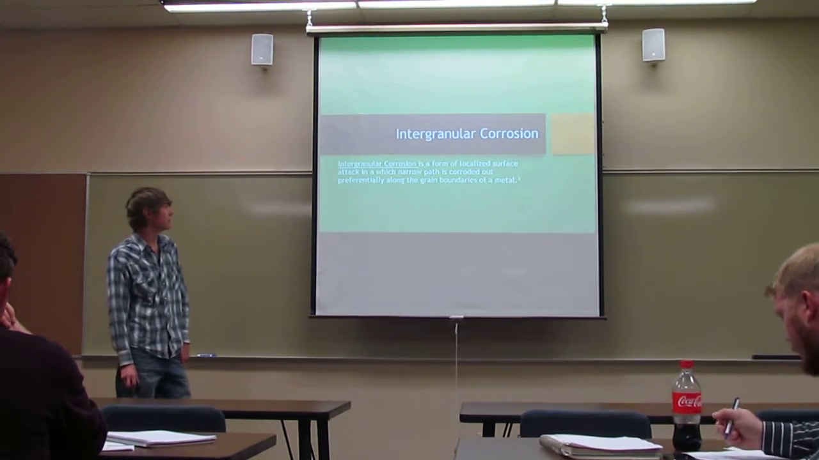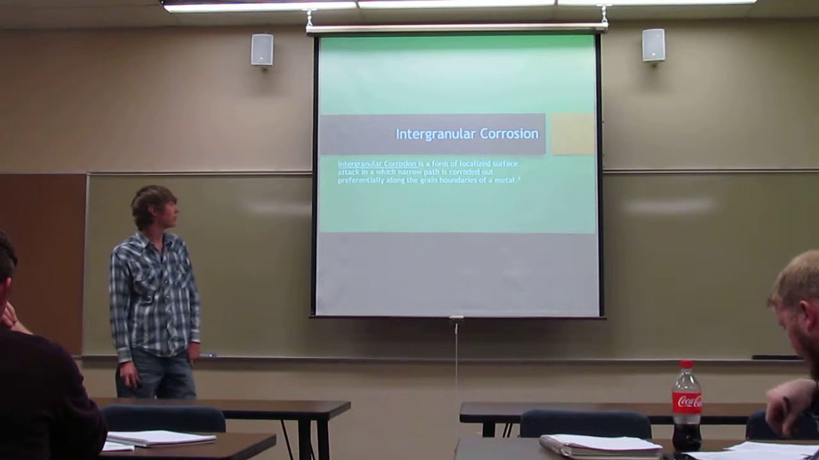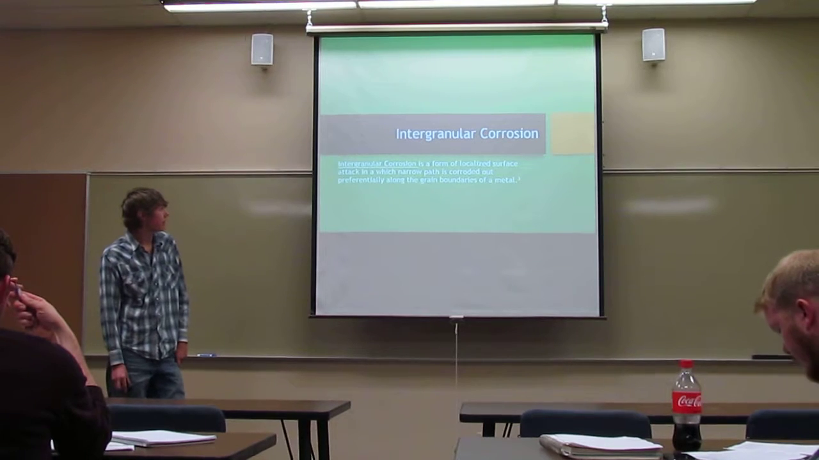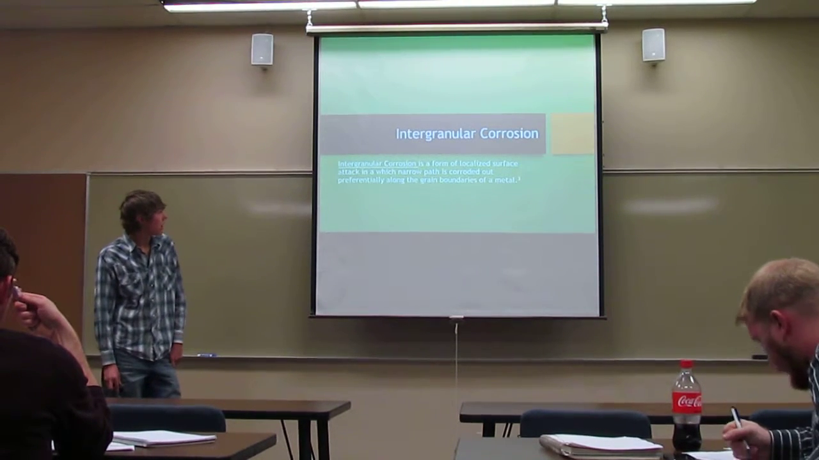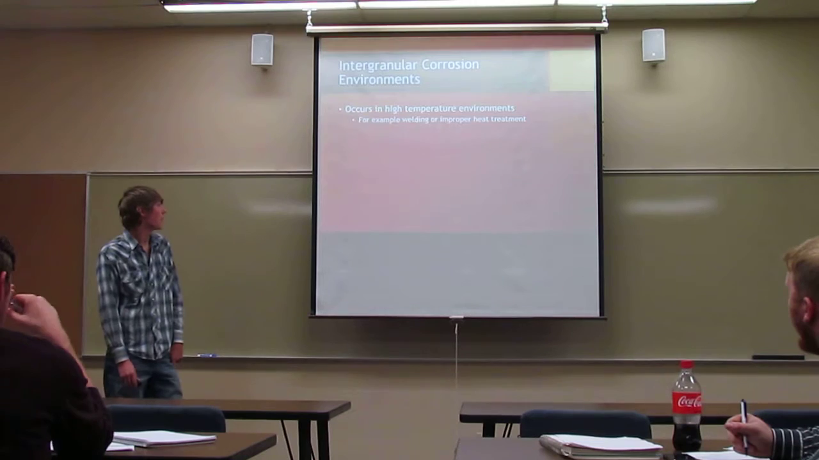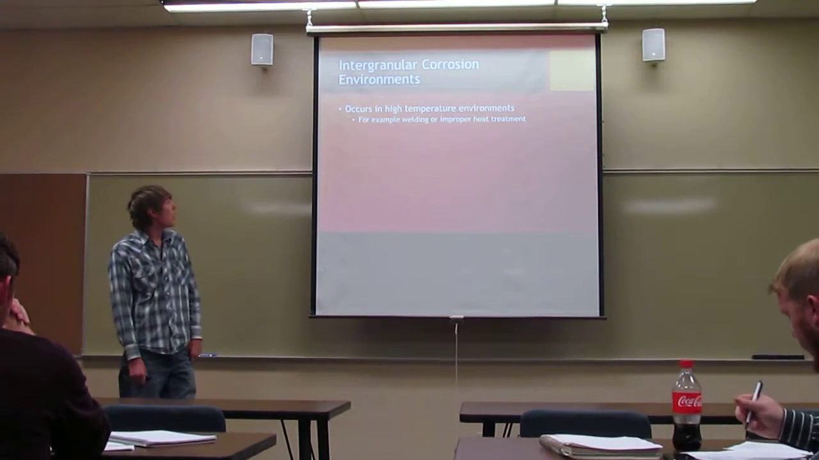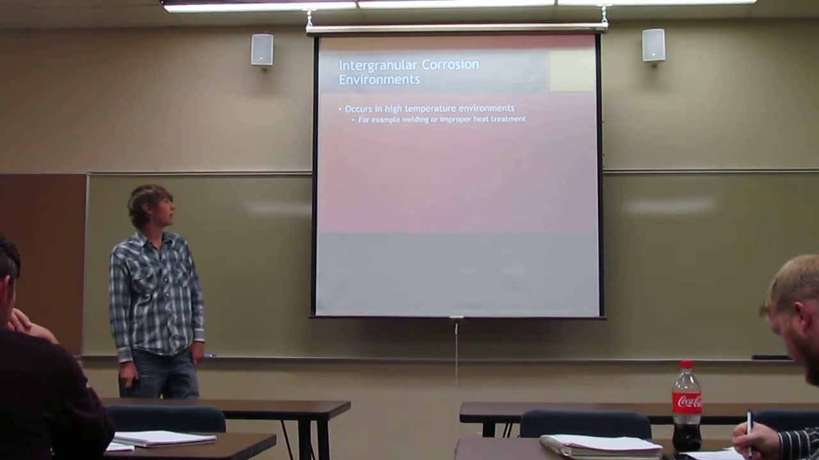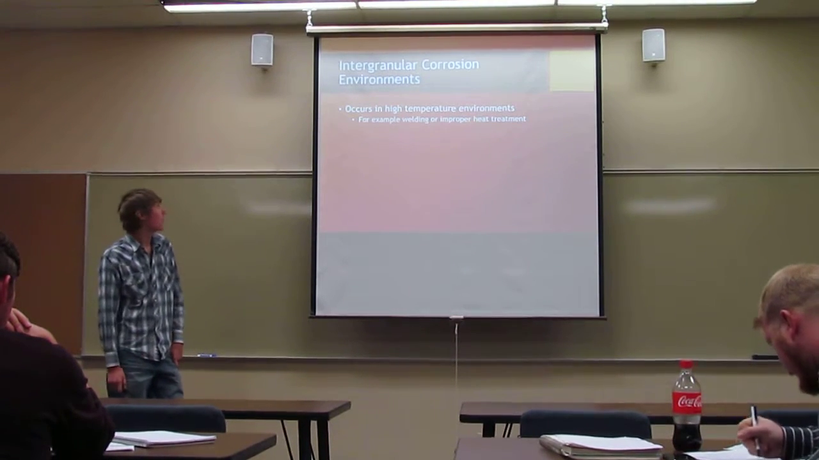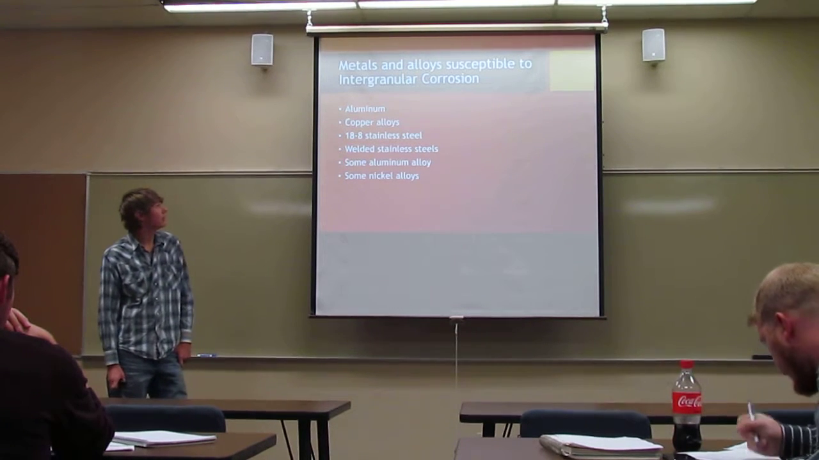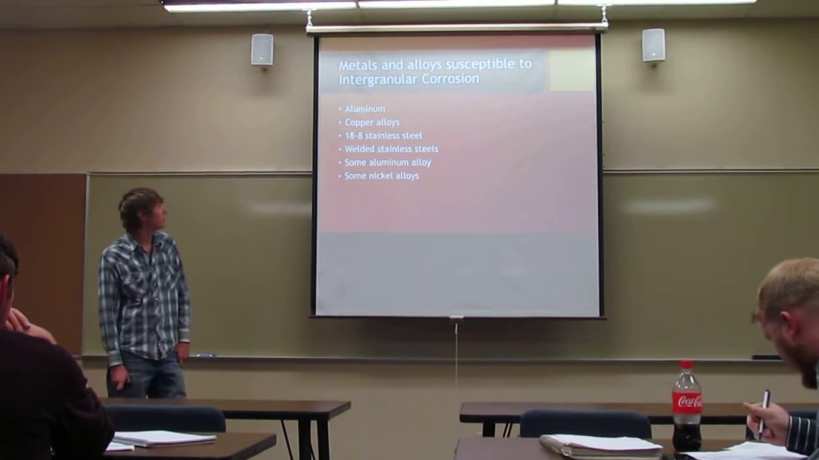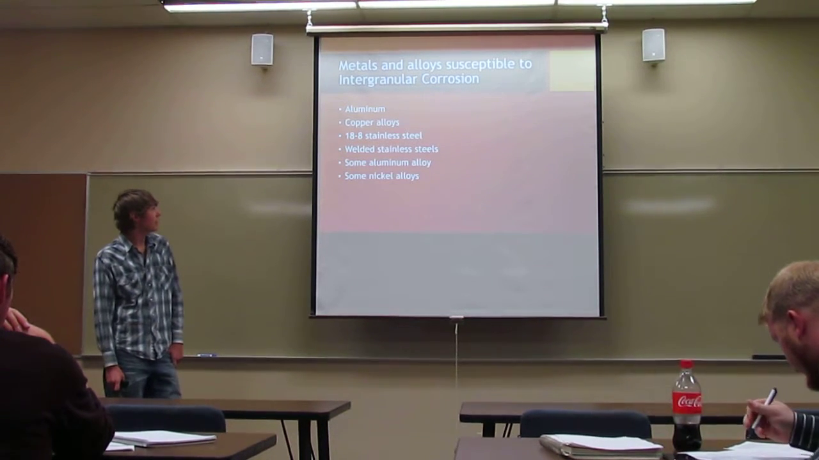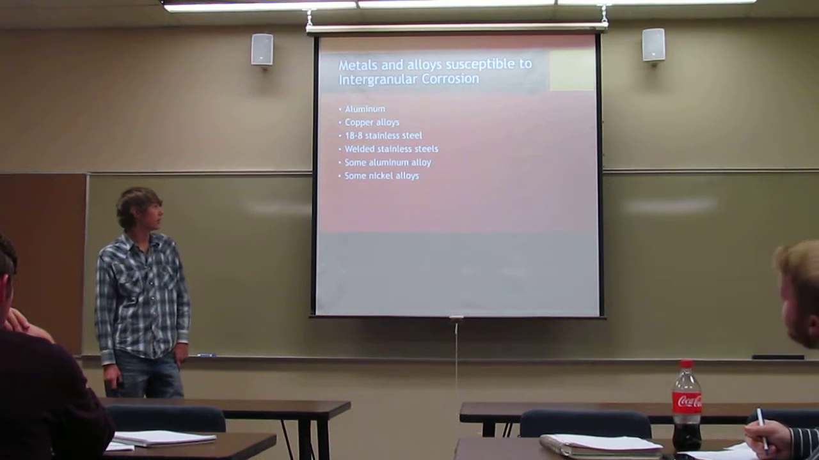Intergranular corrosion is a form of localized surface attack in which narrow paths are corroded out along the grain boundaries of the metal. It occurs in high temperature environments, for example welding or improper heat treatments. Metals and alloys susceptible would be aluminum, copper alloys, 18-8 stainless steel, welded stainless steels, some aluminum alloys, and some nickel alloys.